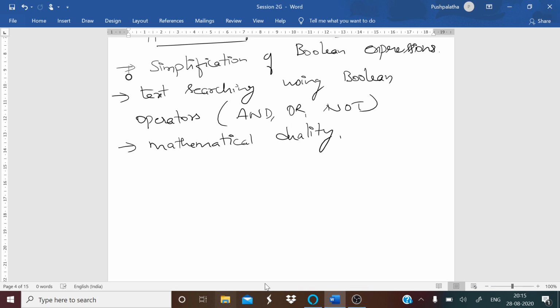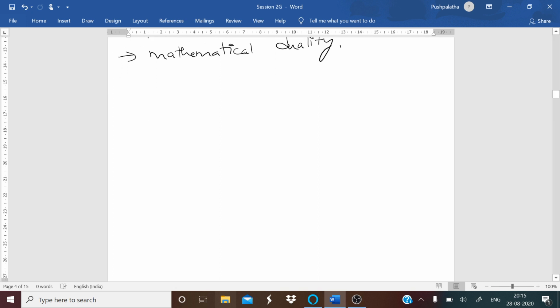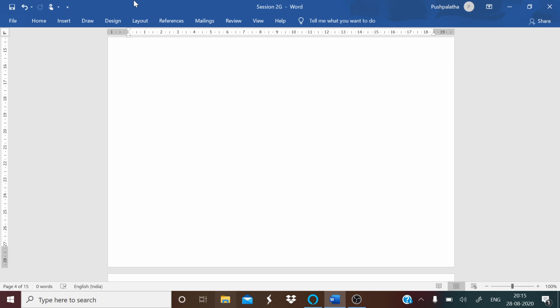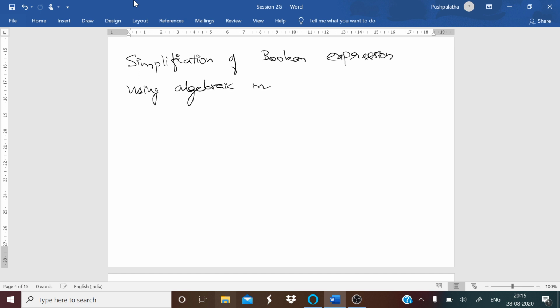Now let us go for the next step. As we said, why is De Morgan's theorem used? It is used for the simplification of Boolean expressions. Now let us go for one of the methods, that is simplification of Boolean expression using the algebraic method.